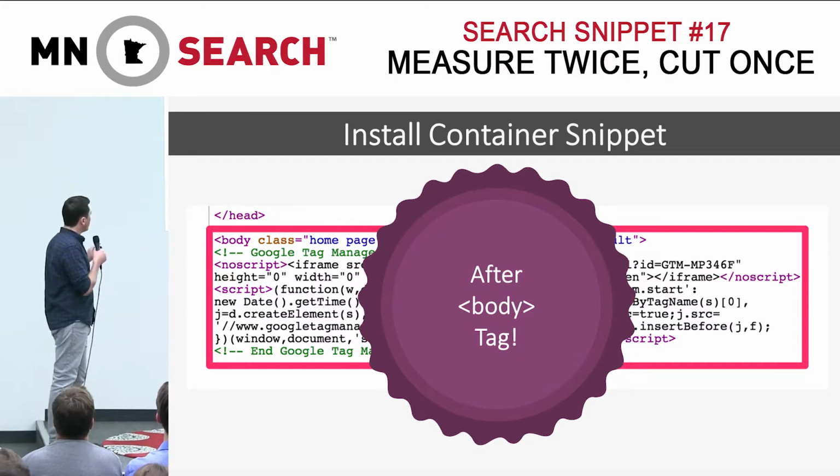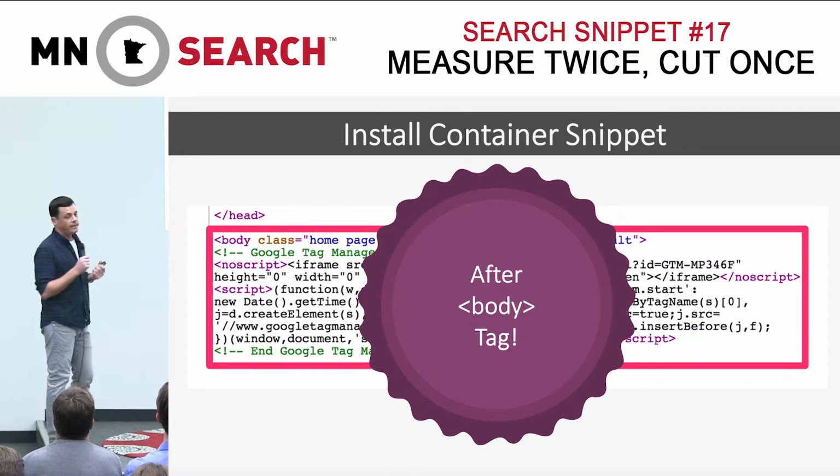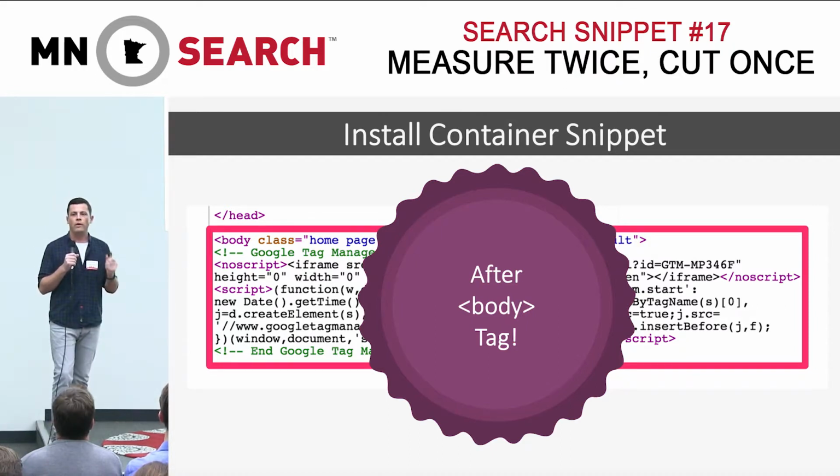Very important. You want to remember it goes immediately after the body tag, and that's important if you want Google Tag Manager to work properly. With analytics, we could be a little more liberal with where we put it. A lot of people put it in the footer. Some people put it in the header.